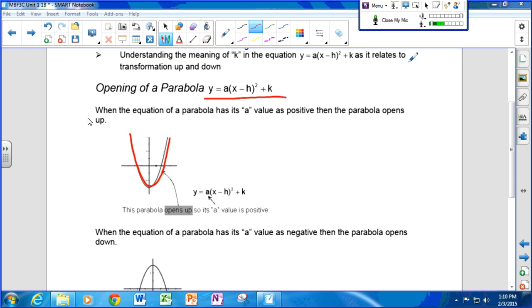Now this parabola, this format, y equals a, and then in brackets (x minus h) squared plus k, that's the equation of a parabola, but it's called vertex form. And we'll show you a little later what exactly that means. But, okay, I'll tell you right now. It means that your h and your k are actually the x and y coordinates of the vertex, which is the highest or lowest point in the parabola.